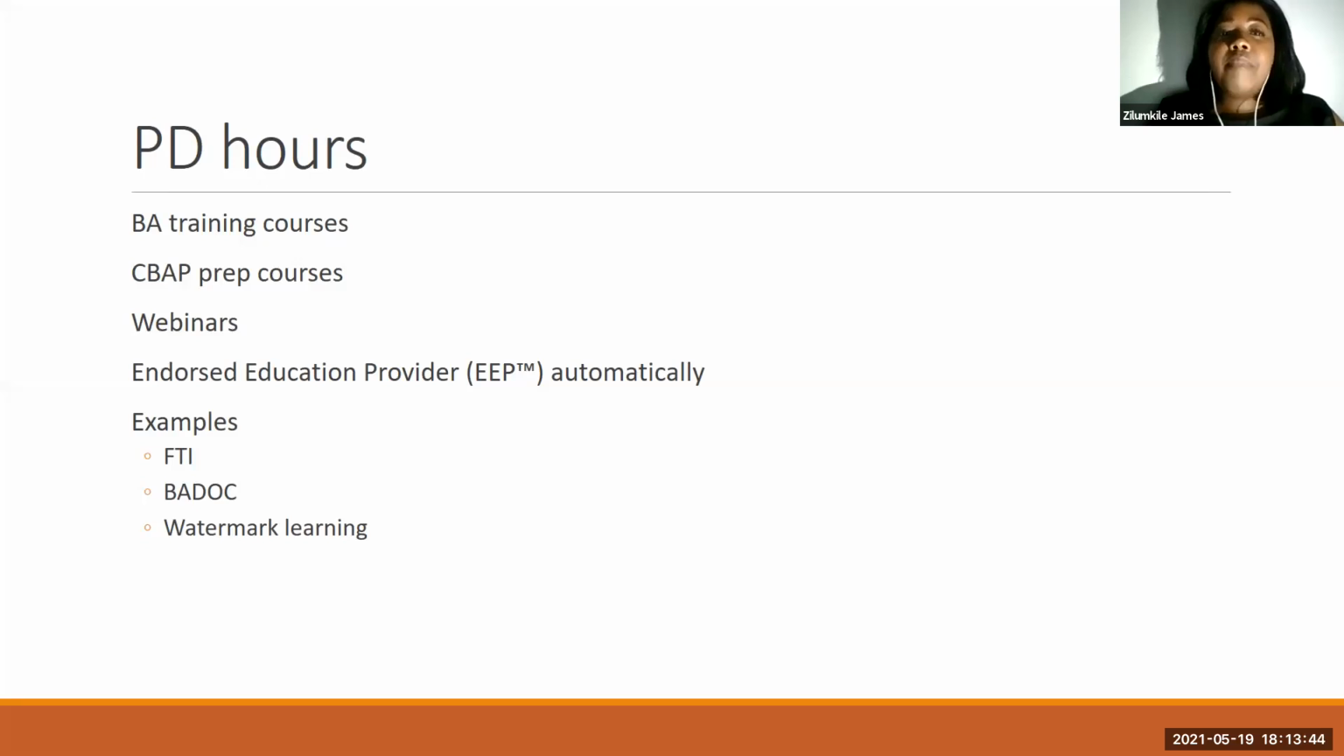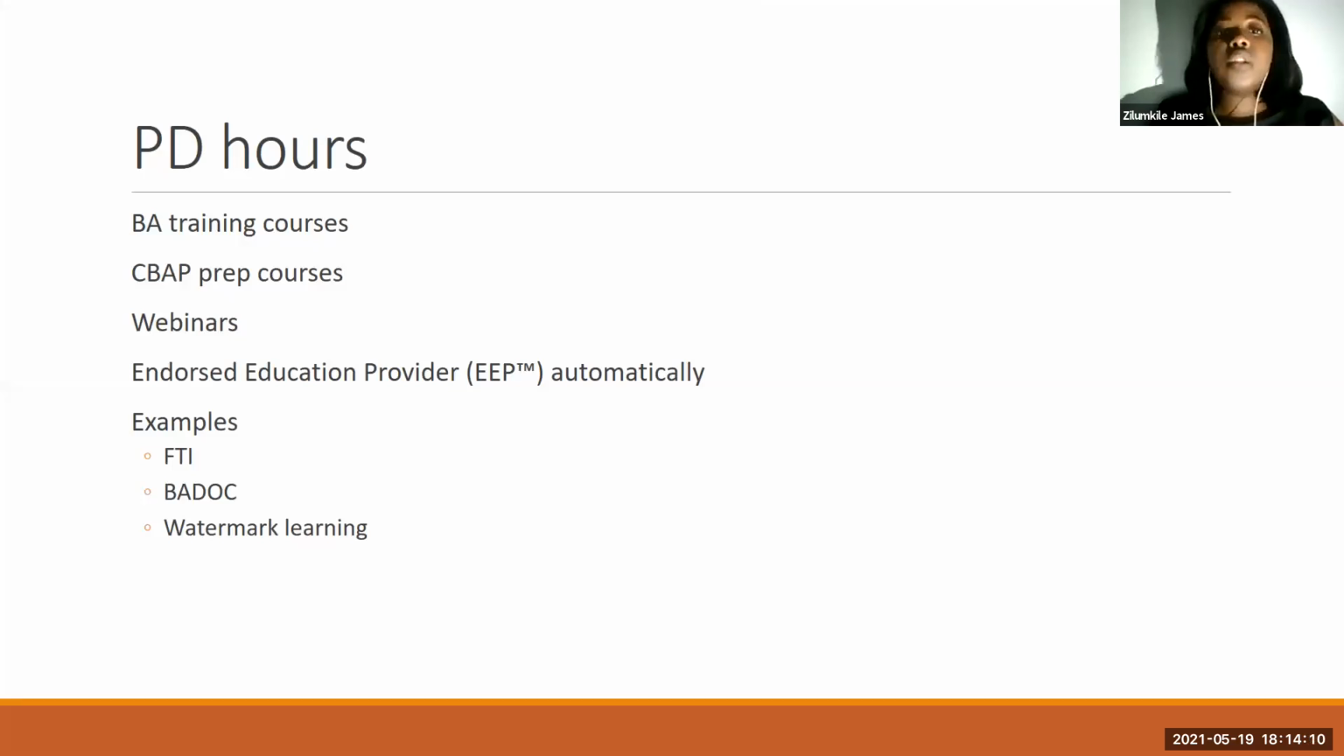The IABA has a list of endorsed education providers. So they call them EEPs. So when you are registering a course that is EEP endorsed by the IABA, then your course will be automatically approved by the IABA, and you will continue with your exam application.